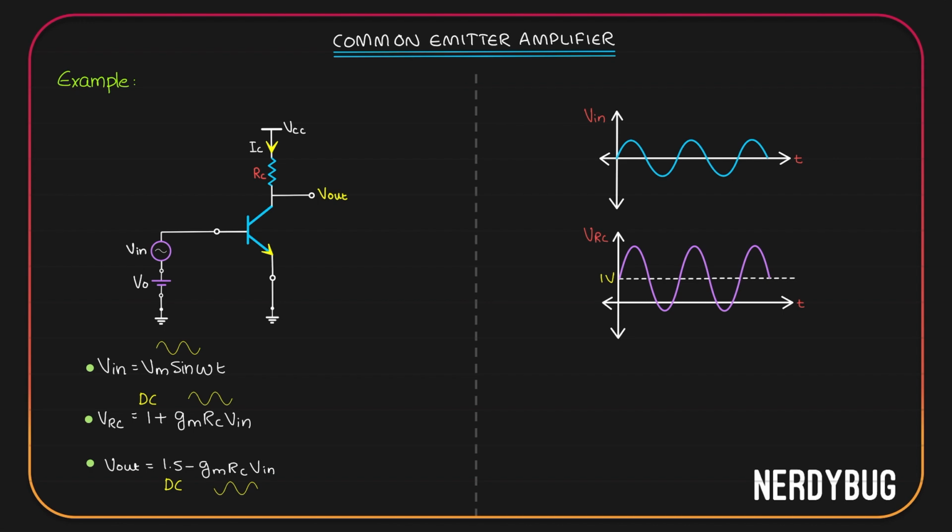Let us now plot the output voltage. Here I have V input that is multiplied with minus gm RC. So it is an amplified version of input which is also inverted. Along with that, I also have to add a DC value of 1.5. First, let me take an inverted and amplified version of our input. Now I will add 1.5 volt to it. This is how our output will look like.